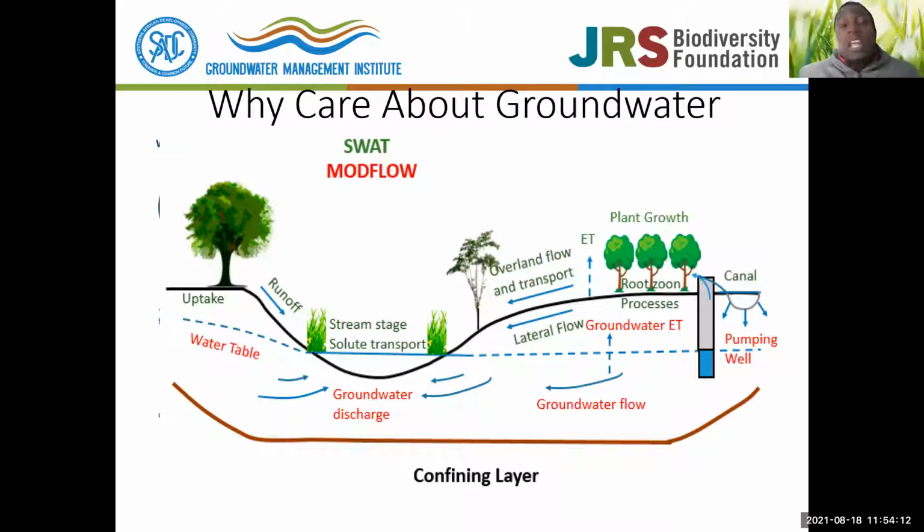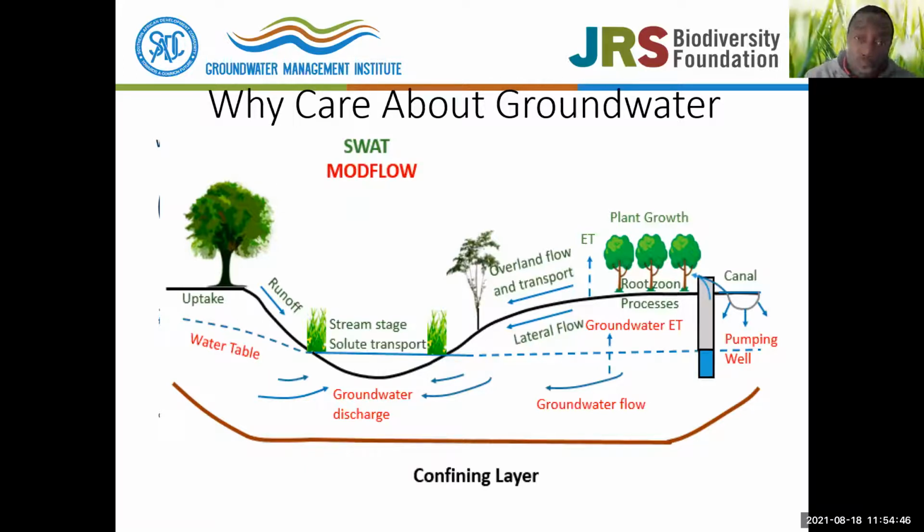This graph is trying to show how groundwater plays an important role in sustaining wetland ecosystems. So what happens is that, especially during the summer season, the water table increases. As the water table increases, groundwater is discharged into these groundwater dependent ecosystems. And then these groundwater dependent ecosystems sustain the biodiversity that occurs within them.